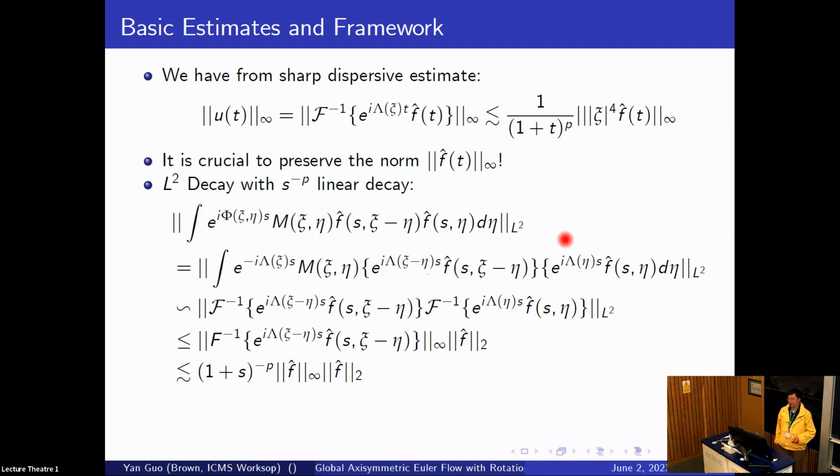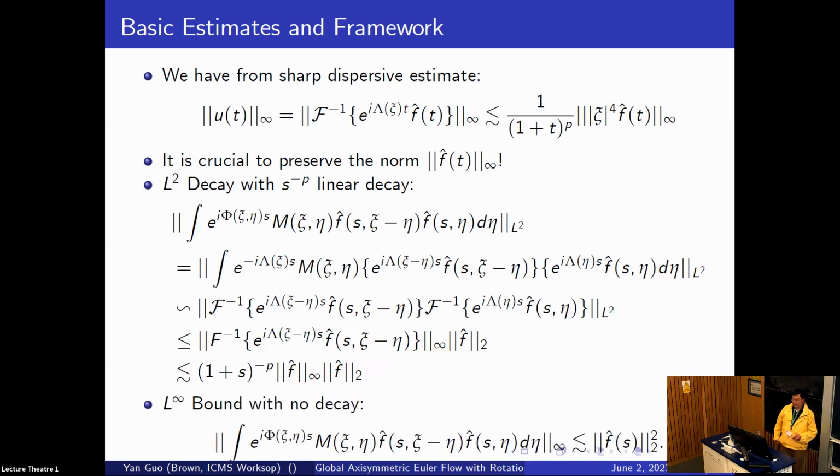So in other words, if you want to do the L2 estimate, you can easily see this is bounded by a sharp linear decay in terms of the L infinity norm of the profile, as well as the L2 norm. So this is one basic estimate. The other basic estimate is when you try to estimate the L infinity norm of this nonlinearity. That's even simpler, because in this case I just use Cauchy-Schwarz, bounded by f hat in L2. So these are two basic but very useful estimates.